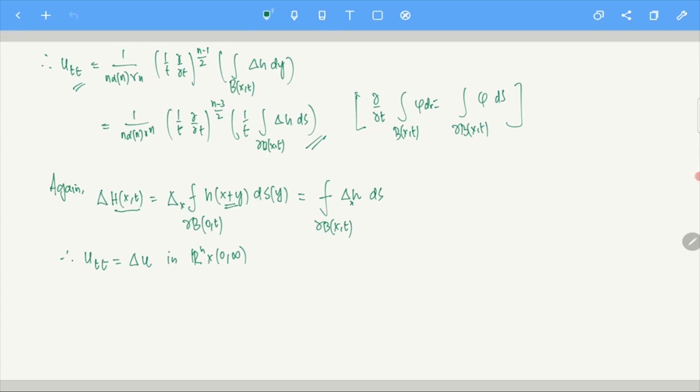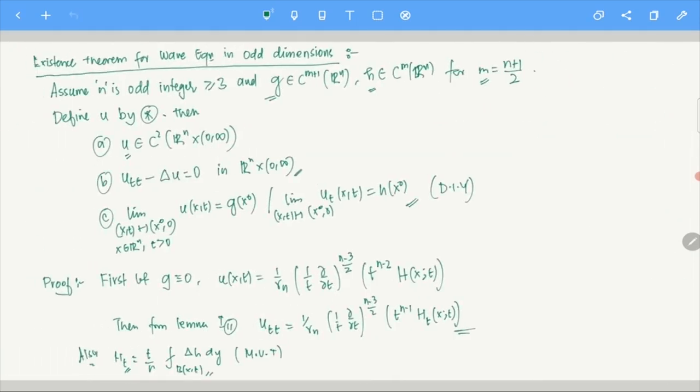Let me explain why, how this is coming. u_tt is essentially 1 by gamma n, (1/t ∂/∂t) to the power (n-3)/2 of t^(n-2), and then this particular thing. This is not r to the power n, this is gamma n; I forgot, by reflex I wrote it. And this integral of the Laplacian of h: if you calculate the Laplacian of capital H, it is basically the Laplacian of small h, which is this term. If you replace this term by capital H, u_tt is this whole thing, 1 by t times capital H.